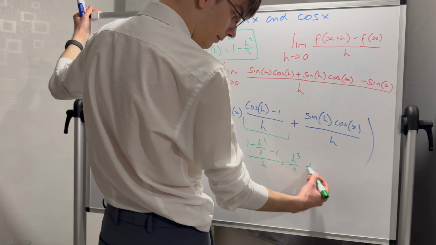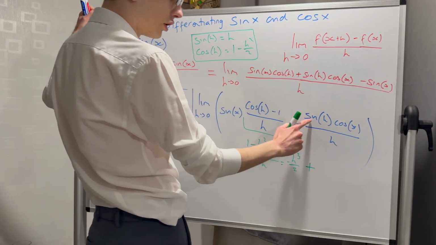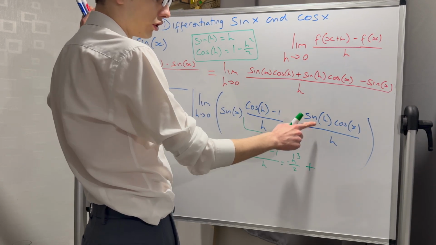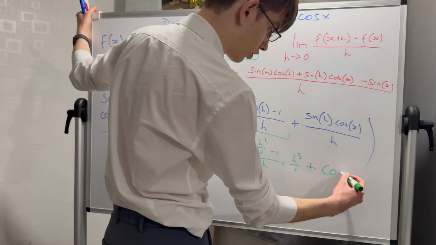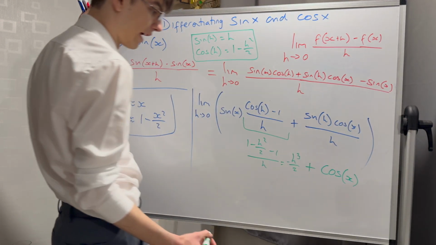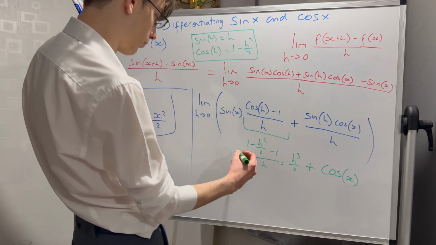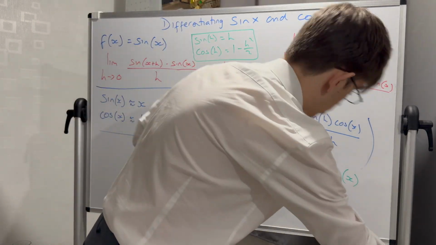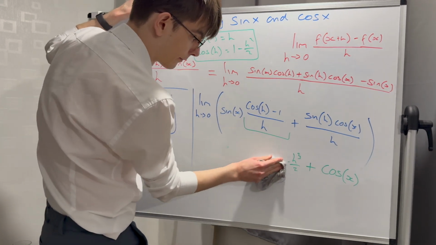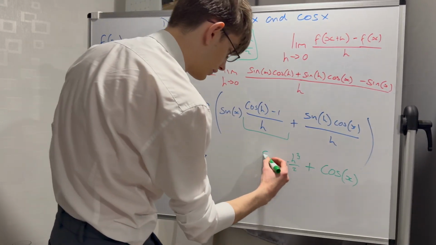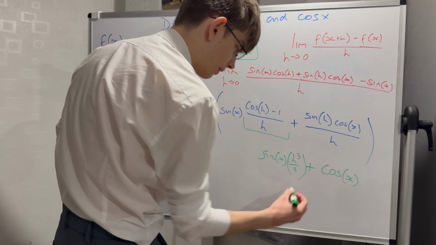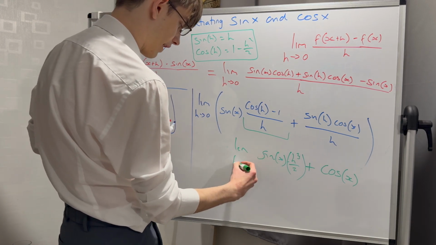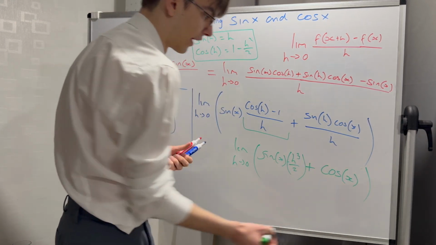And then over here, I have got sine h, which is just h, over h times cos of x. So h over h times cos of x just leaves me with cos of x. So I essentially end up with sine of x times all that nonsense, which I'm just going to rub out just to be a bit neater. So I end up with sine of x times minus h cubed over 2 plus cos of x. And we still have the limit as h tends to 0 of all of that.